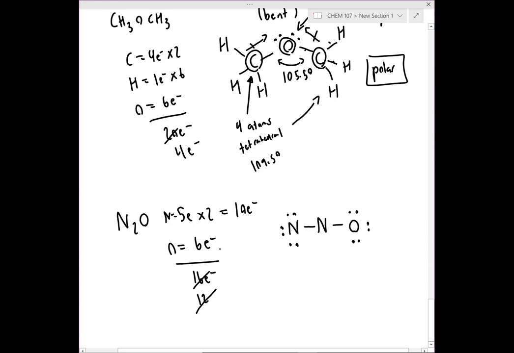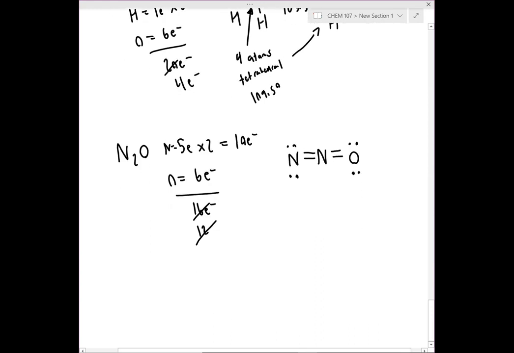Now, is the octet rule fulfilled? No. So we're going to take one of our lone pairs and form a bond, and another one of our lone pairs and form another double bond. Now, the octet rule is fulfilled, and this structure would be reasonable. However, we need to assign formal charges. Would someone like to tell me what is the formal charge on this nitrogen?